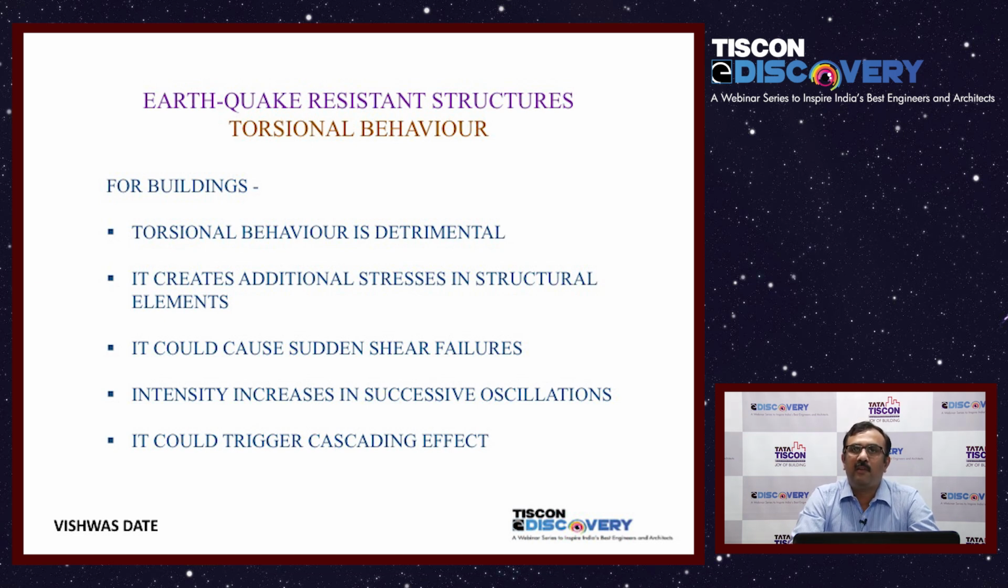Torsional behavior is detrimental for the building for various reasons. One, torsion of the building as a whole is something not well understood by us. It is neither understood by analysis nor understood by us in principle. Second, it creates additional stresses in structural elements where we don't expect them. It causes sudden failures because torsion will cause shear stresses in columns or in shear walls or sometimes in beams also. And shear failure is a brittle failure. It is sudden. It will not give you any warning. It will cause a sudden failure.